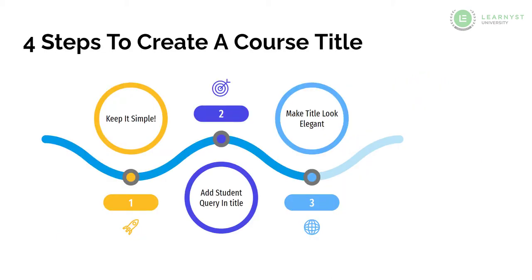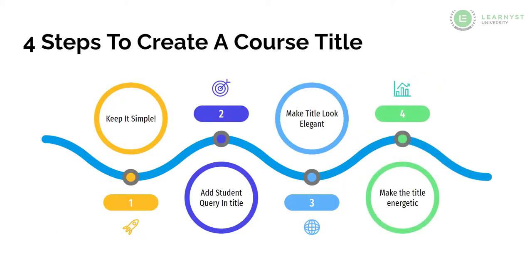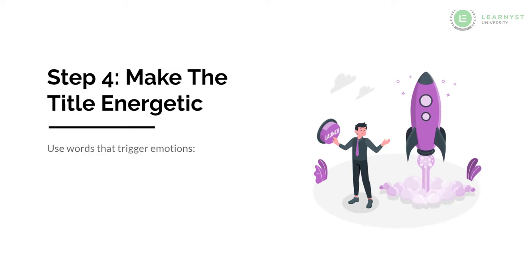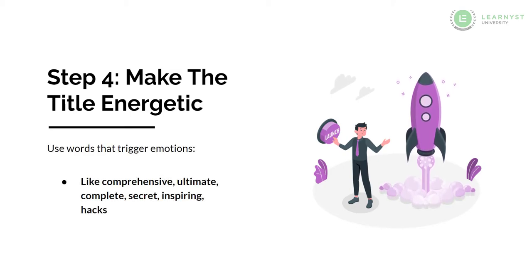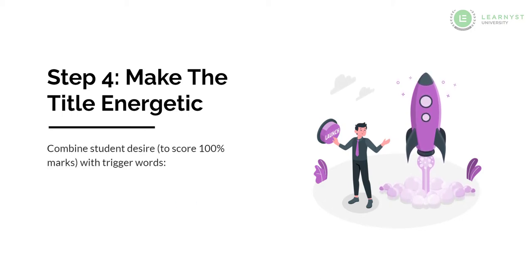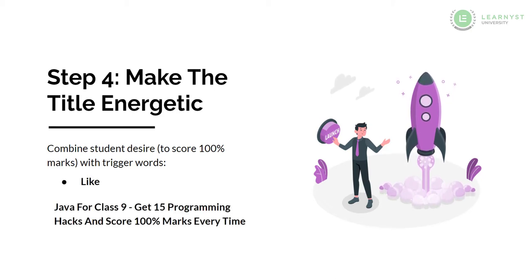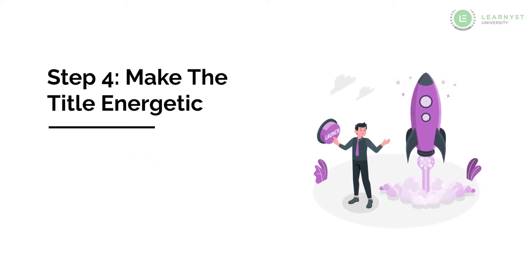In the fourth and last step, let's make your title more energetic. Use words like comprehensive, ultimate, complete, secret, inspiring, hacks, etc. Suppose you know that your student wants to learn programming to get 100% marks in the programming exam, you can modify your title and write something like this: Java for class 9th, get 15 programming hacks and score 100% marks every time. Or you can highlight how fast students can learn Java programming.